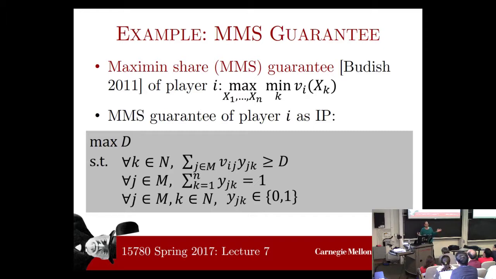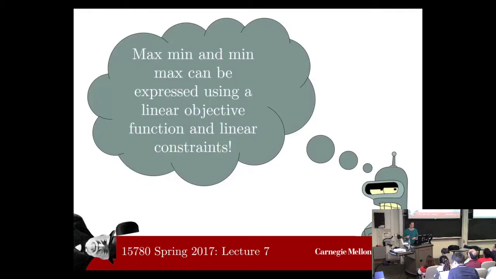Okay, so this is, I think, a really nice trick. Maybe surprising if you haven't seen integer programming before, because it's an objective that seems to be inconsistent with the framework, and yet we can capture it pretty easily in this powerful formalism. So again, max-min and min-max can be expressed as linear objective functions and linear constraints, which really increases the power of integer programming.